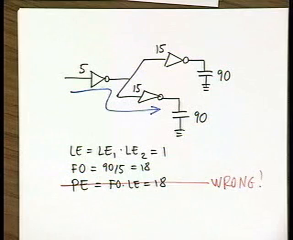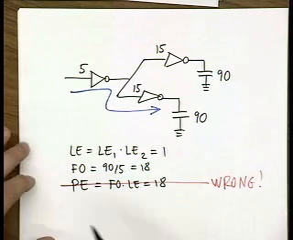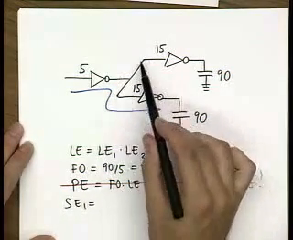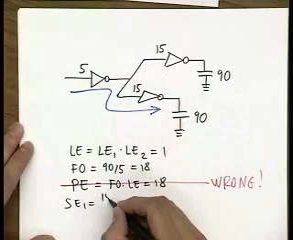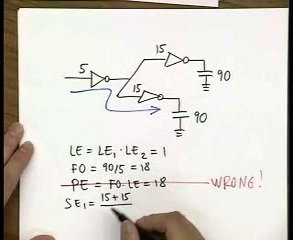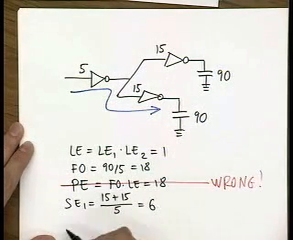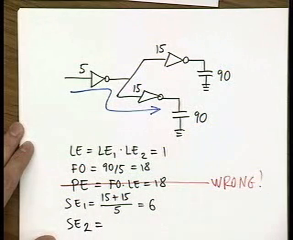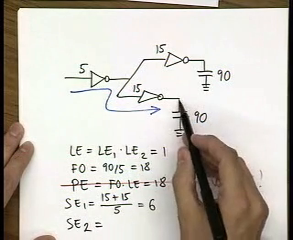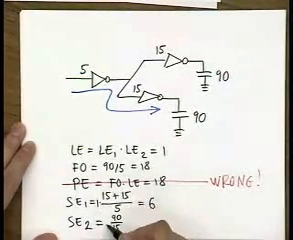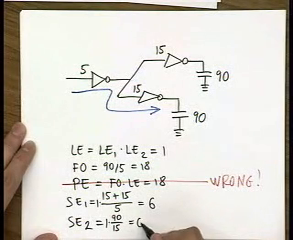What you need to do is account for this branching, and to do that, you need to calculate these stage efforts. The stage effort of stage 1 is equal to the total fan-out, that is 15 plus 15 from the off path, divided by the input capacitance of this guy. So that is equal to 6. The stage effort of stage 2 is simply 90 divided by 15, and you multiply by 1 because that's the logical effort of an inverter, and that is equal to 6.